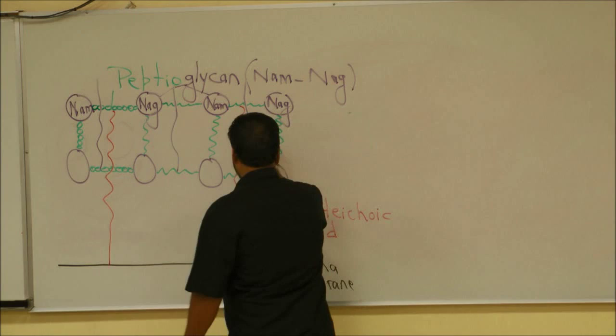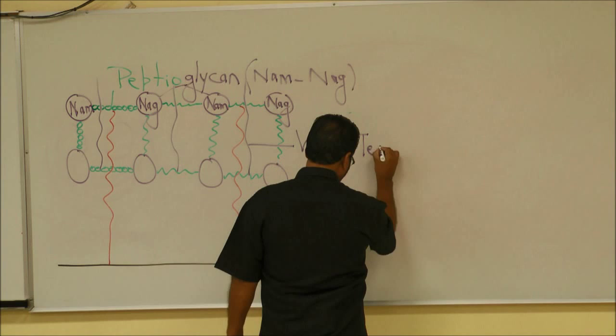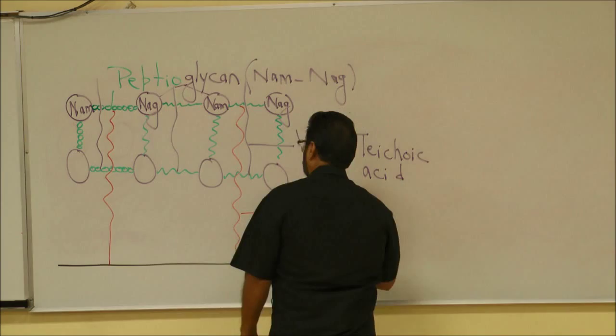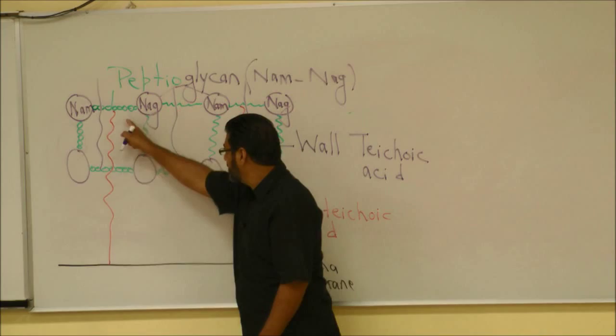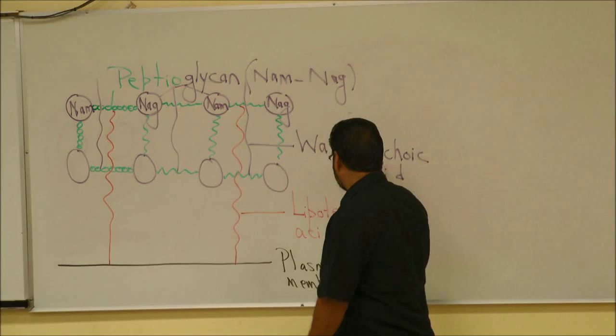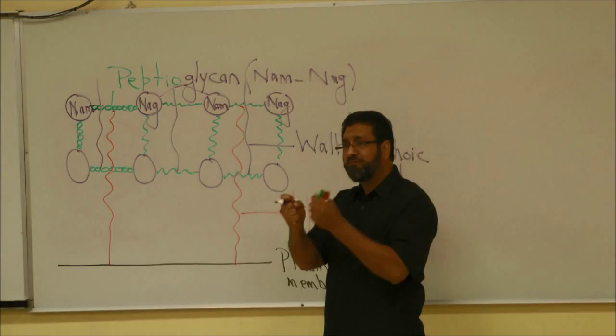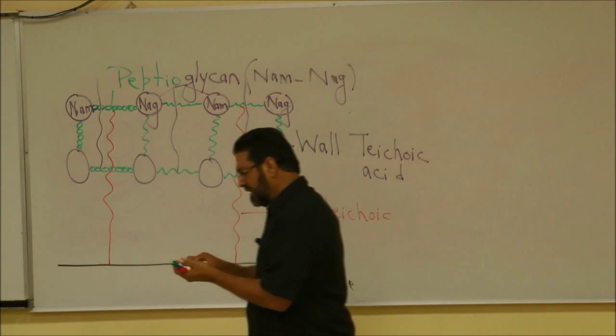This is valteichoic acid. What do you think these rope-like structures do? What is their purpose? Holding, very good. The primary support comes from protein. The secondary support comes from teichoic acid. So teichoic acid actually holds the different layers of peptidoglycan together. Additional firmness.